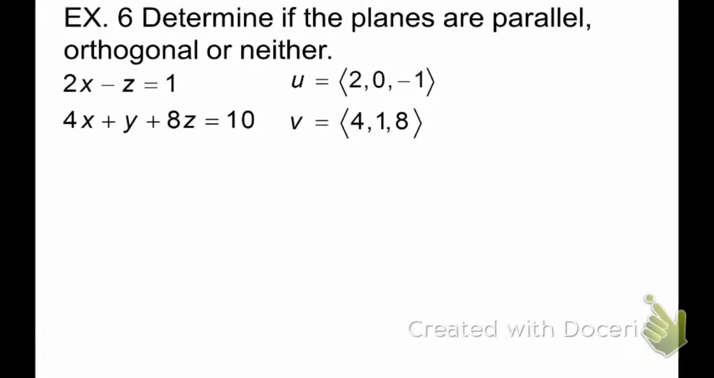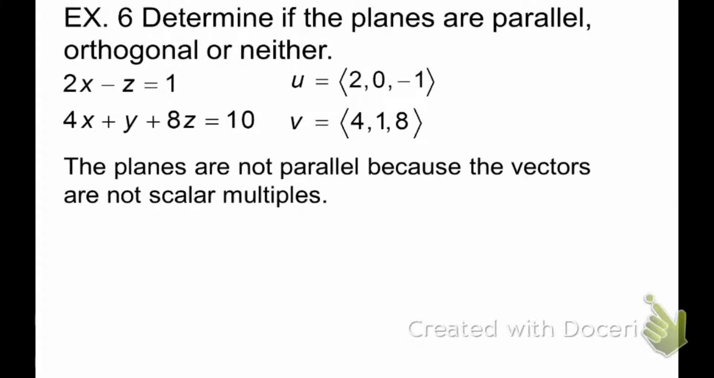So the second vector will be 4, 1, 8. So now to determine if the planes are parallel, orthogonal, or neither, we're going to start with parallel. Remember, they are parallel if they are scalar multiples of each other. So if I do 2 divided by 4, I want to see, is that equal to 0 divided by 1 and negative 1 divided by 8? Since those are not equal, then these planes are not parallel.